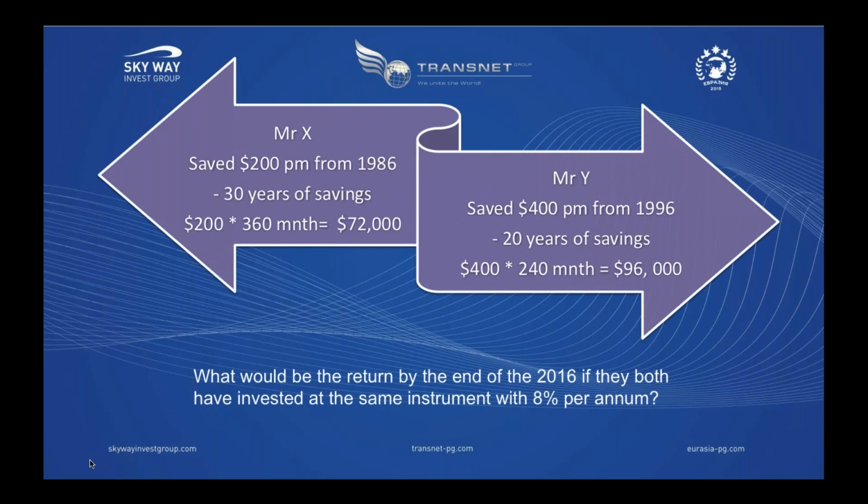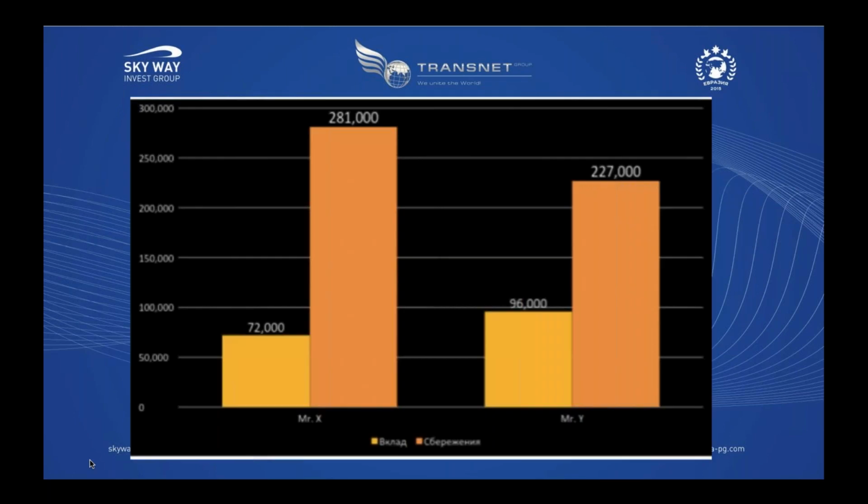But the key here is, what is the key here? What is the factor which differentiates, in this case, Mr. X and Mr. Y? Time. Correct. Absolutely. Well done, Sally and Philip. Well done. It's time. So time is everything.